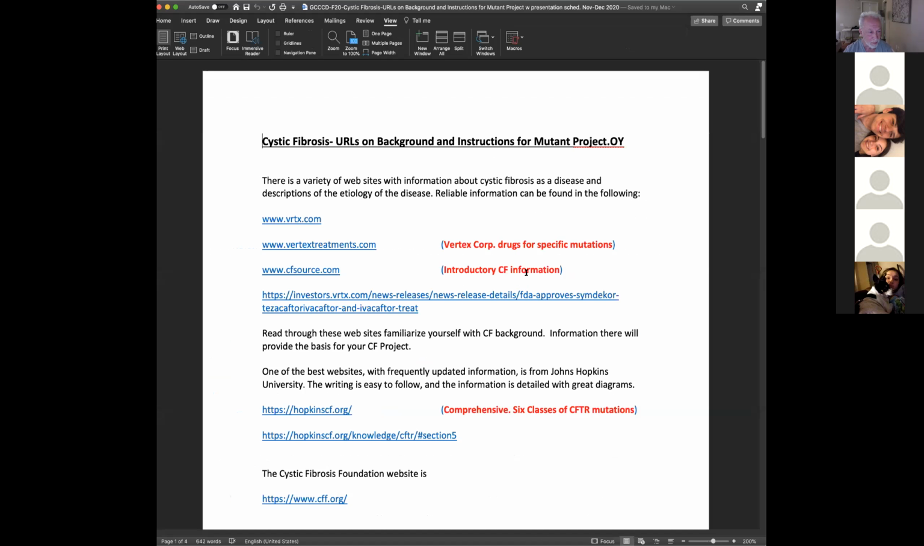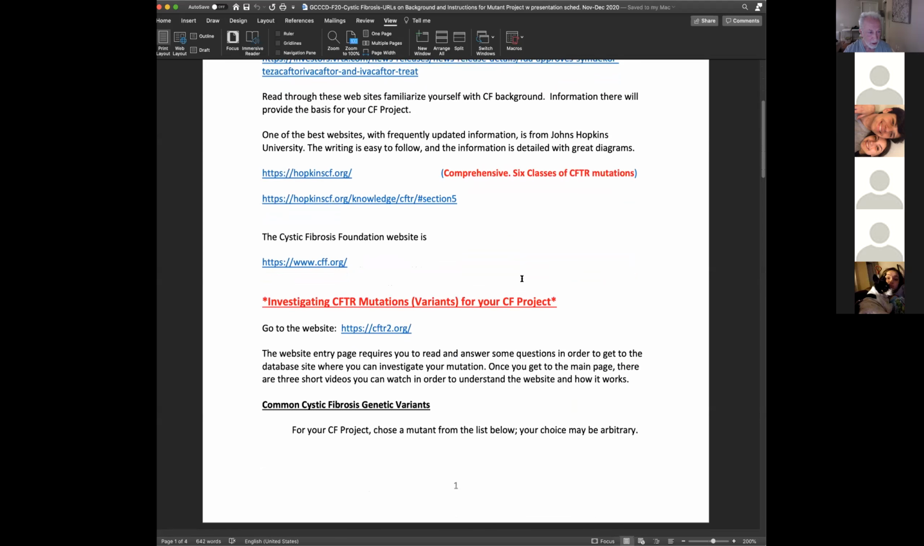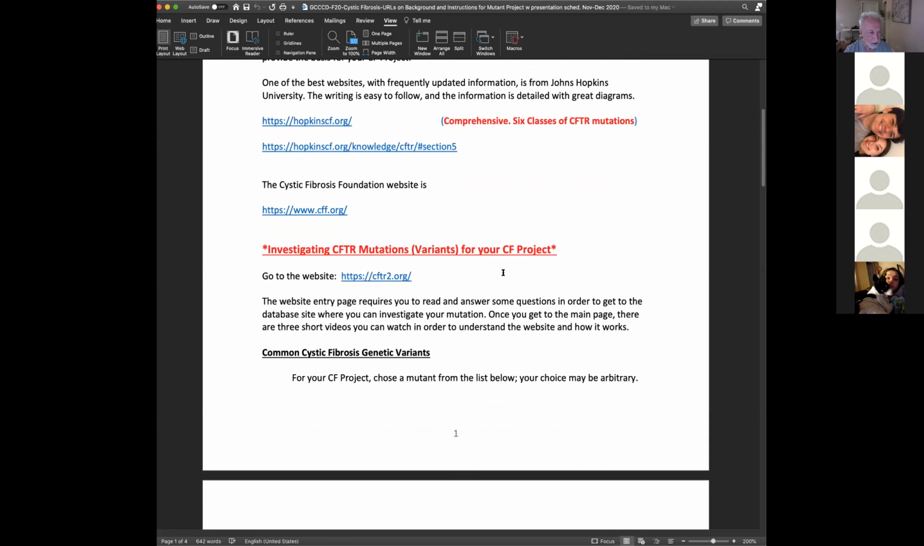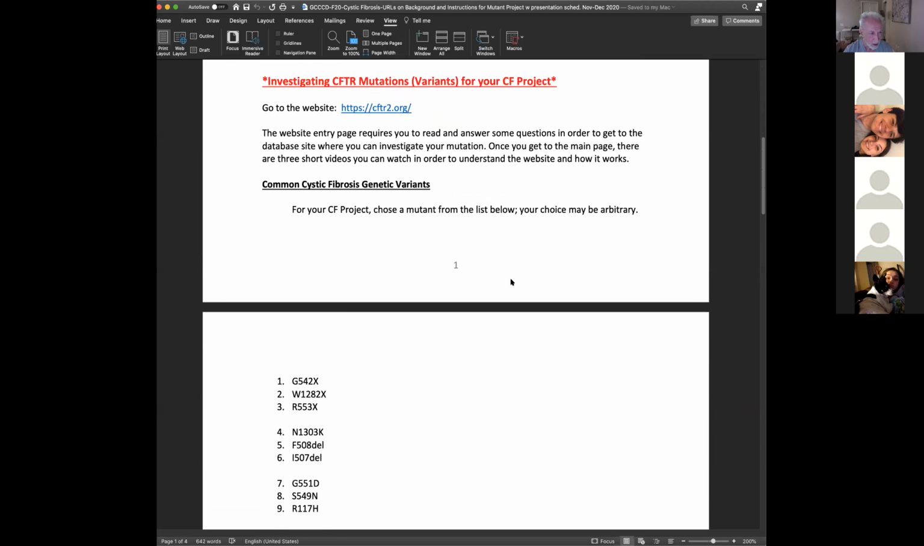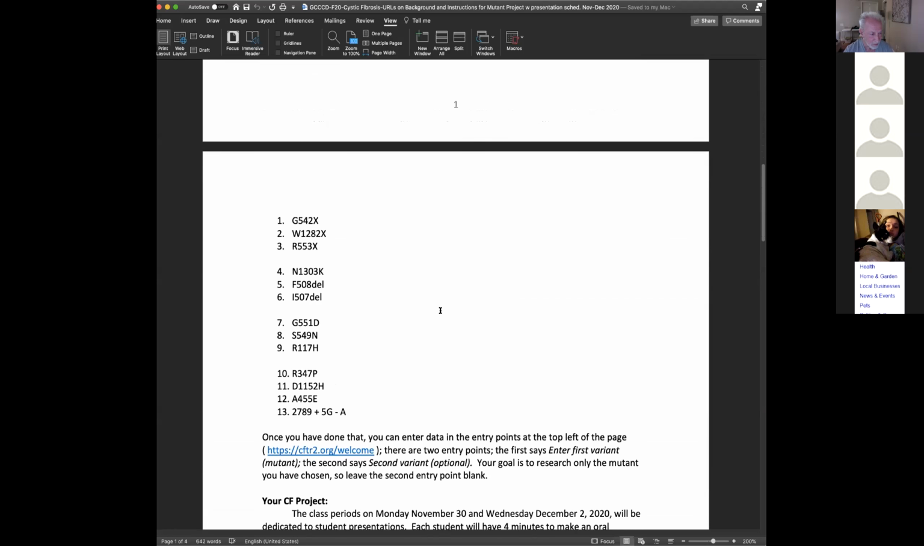You should all have a copy of this. It has several URLs, which are useful. And then it has investigating CFTR mutations for your cystic fibrosis project. It gives you a main website there, and then a list of mutants to choose from. You can choose any one of those to do your project on.